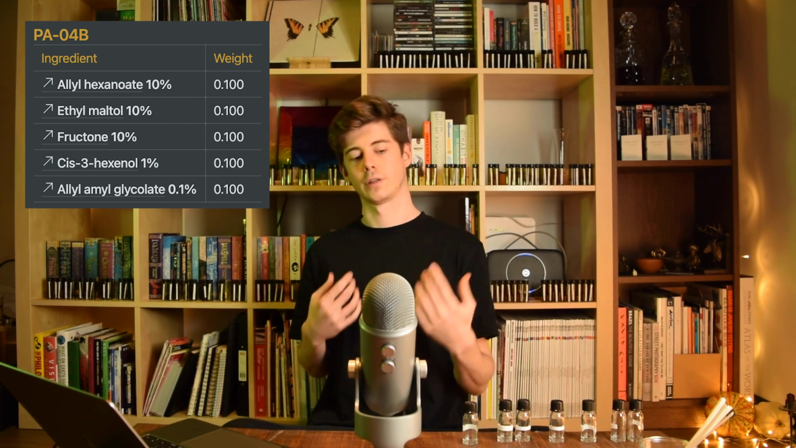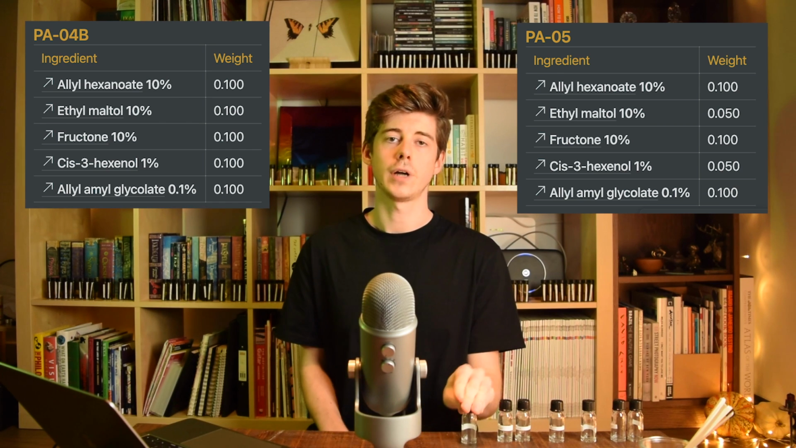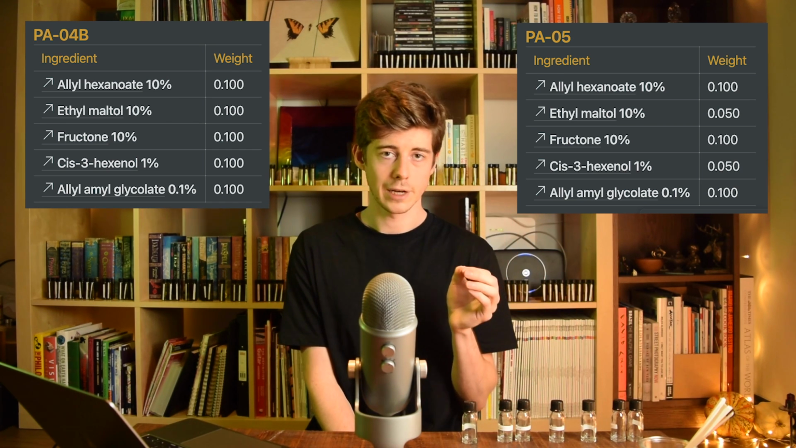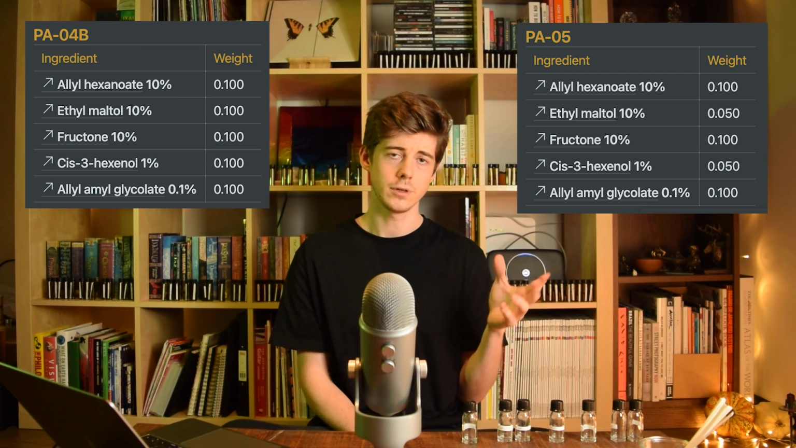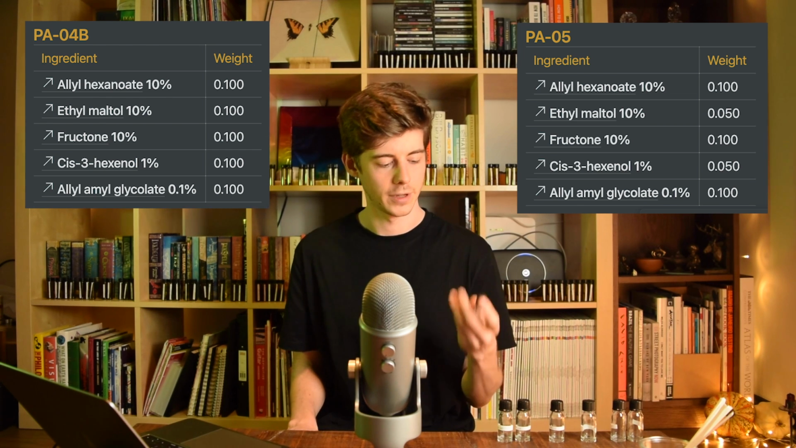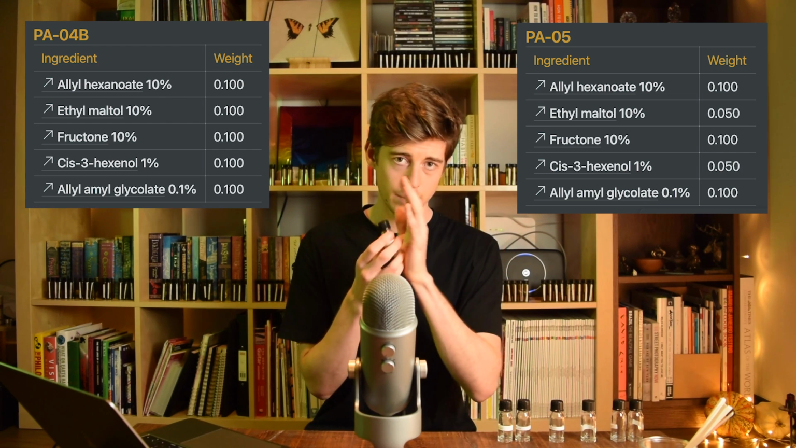Now, one final thing. I made one final trial, and the reason for that was, at this point, I'd kind of realized the things that I mentioned before, the ethyl maltol being a little bit too high, and the cis-3-hexenol being a little bit too high. Fructone, I was actually kind of happy with in the end at the level. So I decided to halve both of those. And what this did was it made that greenness a bit more subtle.